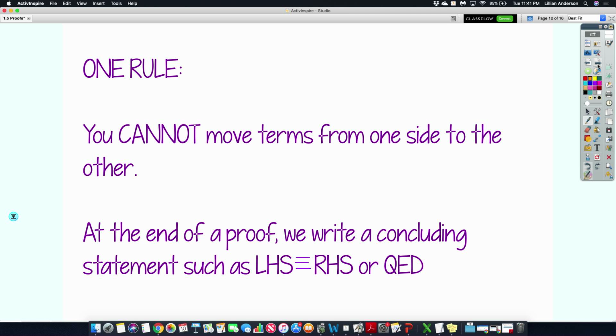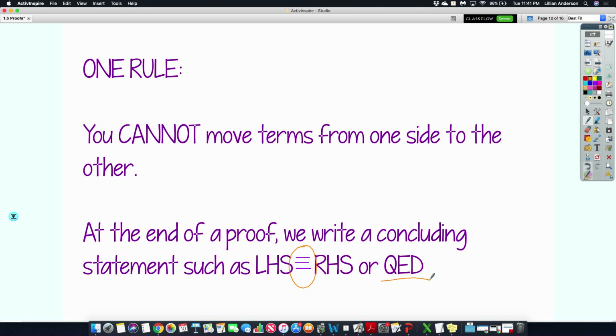At the end of the proof, you write a concluding statement such as LHS, left-hand side, is equivalent to RHS. That is not a typo. That's not an error. Yes, that is 3 lines. Those 3 lines, or those 3 bars, is the identity symbol, which basically means the 2 sides are equal by definition. So this symbol right here is your identity symbol. That's one way that you could represent that the 2 sides are equivalent at the end of your proof.